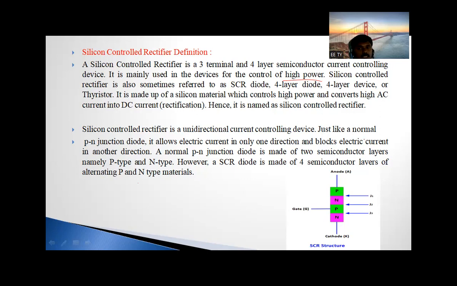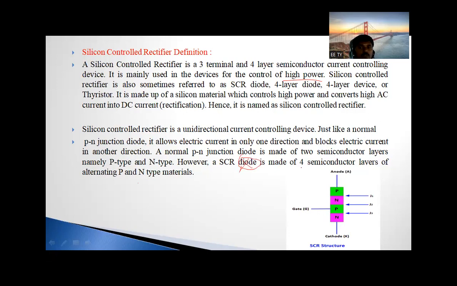Unidirectional device. Just like a normal PN junction diode, it also looks like a diode. It is also a unidirectional device. So diode is unidirectional, and thyristor or SCR is also unidirectional. It allows electric current in only one direction and blocks electric current in the other direction. A normal PN junction diode is made up of two semiconductor layers, namely P-type and N-type. However, the SCR is not a diode.